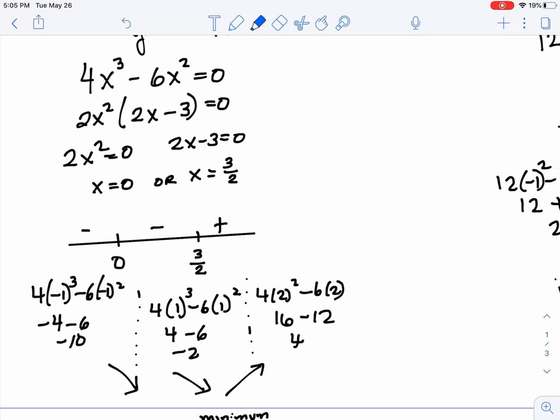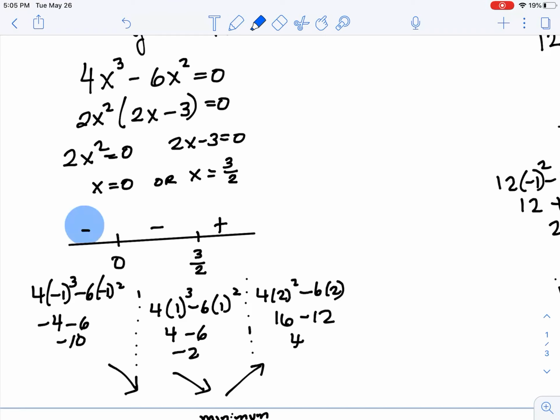So then I plugged in values here. I did the number line thing again. And I picked a number to the left of 0, which was -1, and I got me a -10. And then I picked a number between 0 and 3/2, which was 1, which got me -2.